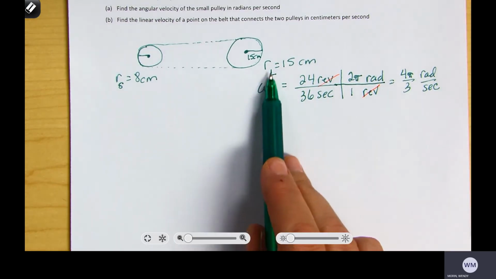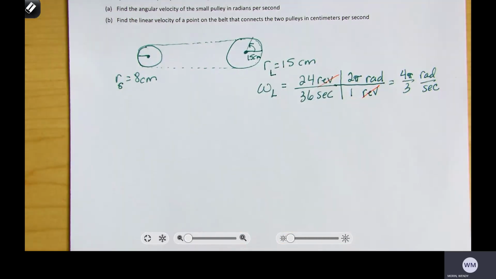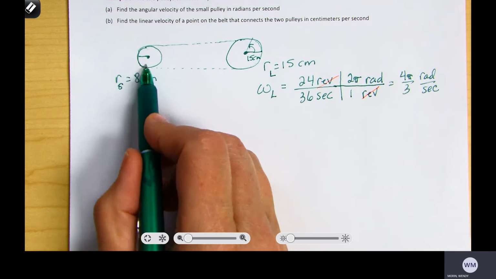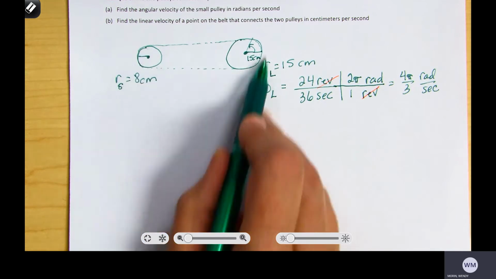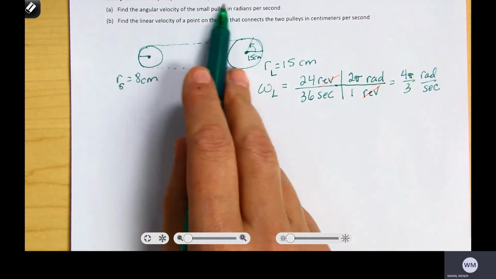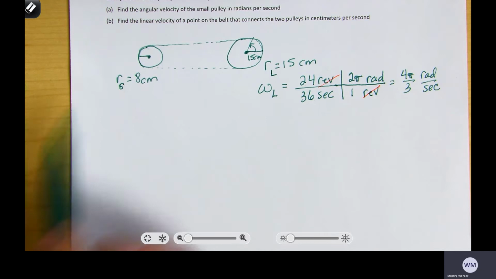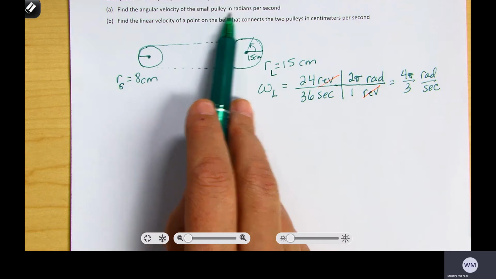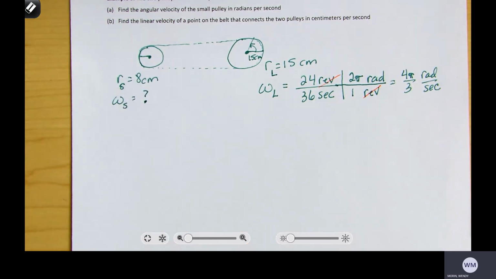All right, so we know the radius of the larger one, we know the angular velocity, that is the rate at which that angle rotates. This is a smaller gear, so the angle is going to rotate faster. You have a smaller gear, so you have to rotate faster to keep up with this one. They're attached by a chain, or in this case, by a belt. So let's see what it asks us to do. I wrote down everything that's given. I drew a picture. Find the angular velocity of the small pulley in radians per second. That's what it's asking us to find.